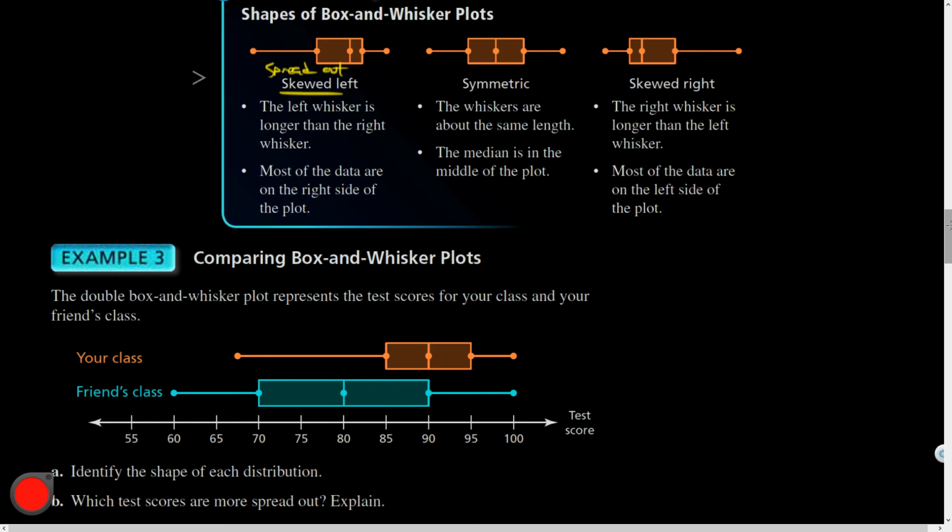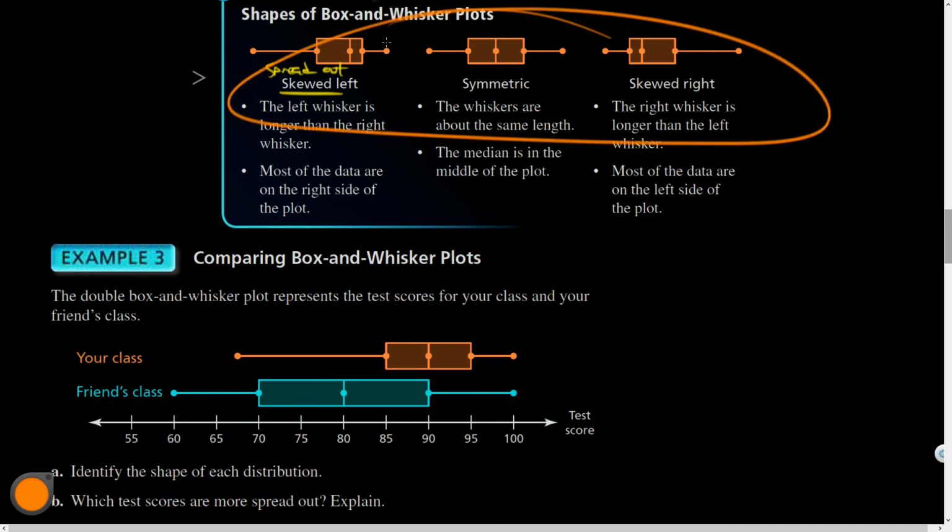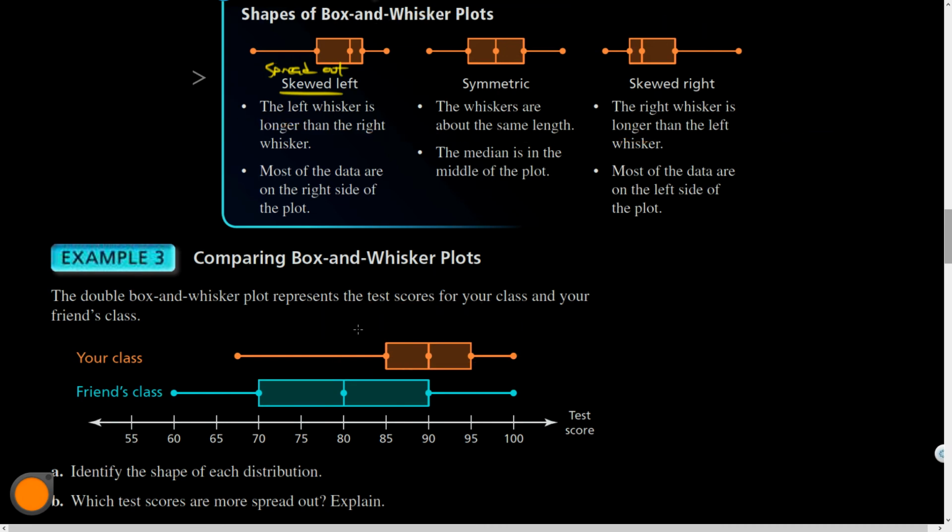All right. Identify the shape of each distribution. These are the test scores of your class and your friend's class. What is the shape of your class in terms of its distribution? Now let's see. Yeah, the longer whiskers are on the left, so skewed left. Meaning our data is really compact on the right side and sparse on the left.